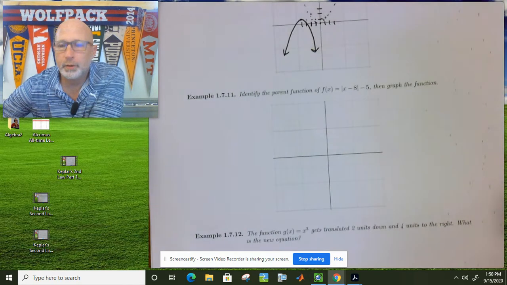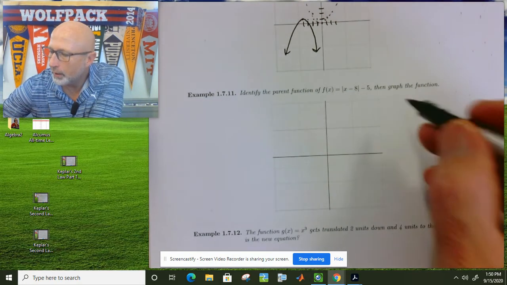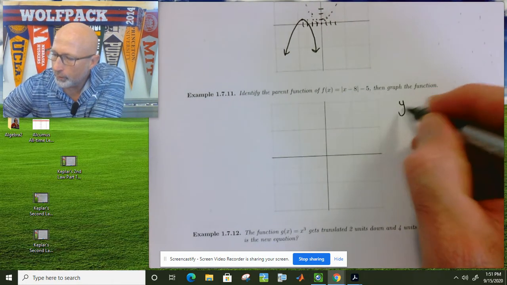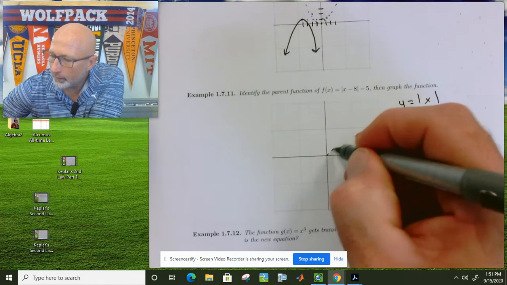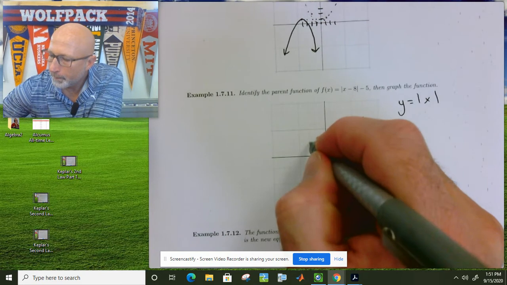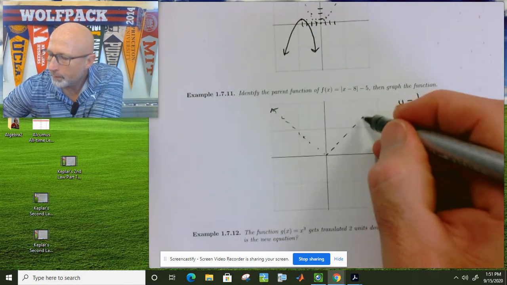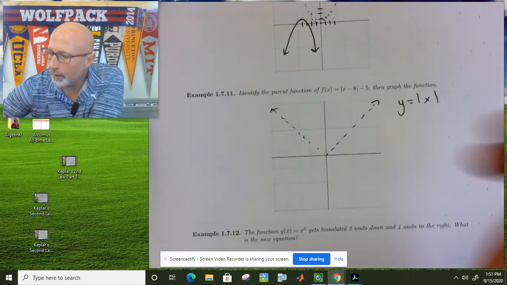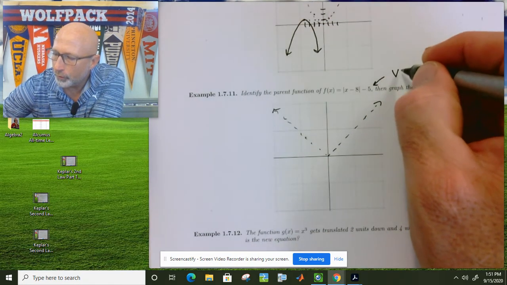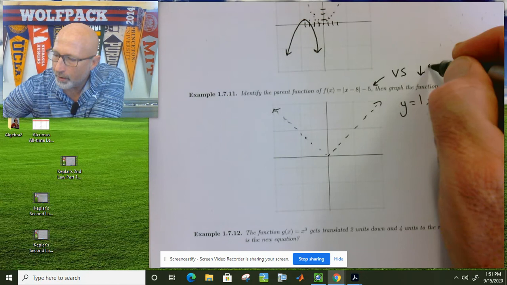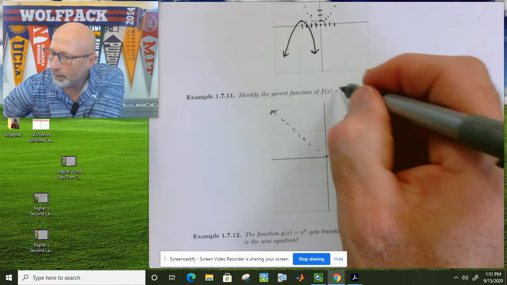Okay, the next one. Identify the parent function of this equation and graph the function. So hopefully you recognize that y is equal to the absolute value is the parent function, and that is going to look like this. Okay, and then here, this -5 is on the outside, so this is going to be a vertical shift, but it's going to shift it down 5 units.